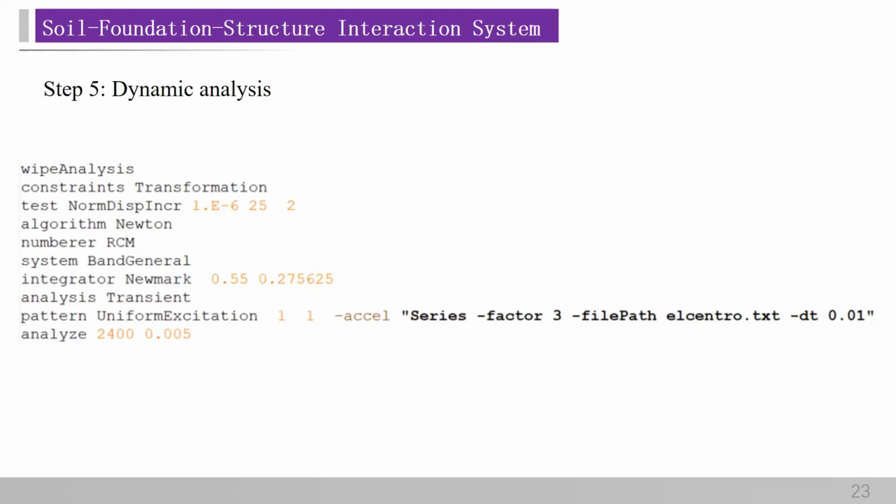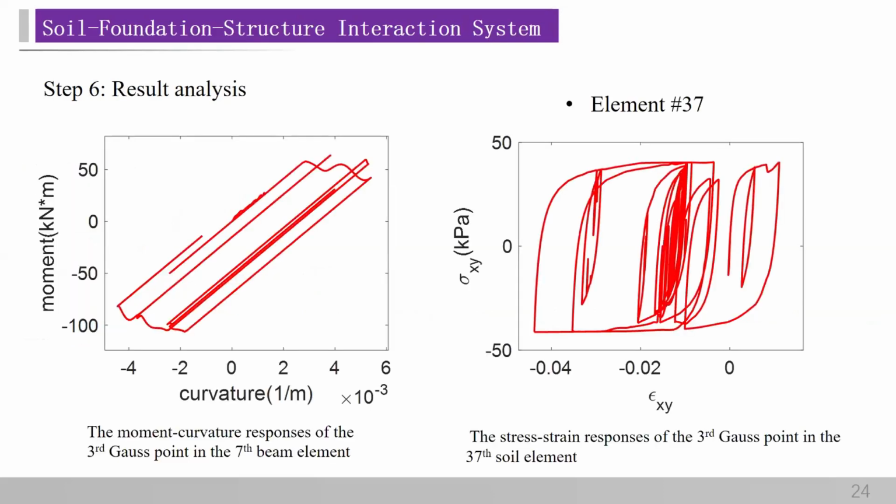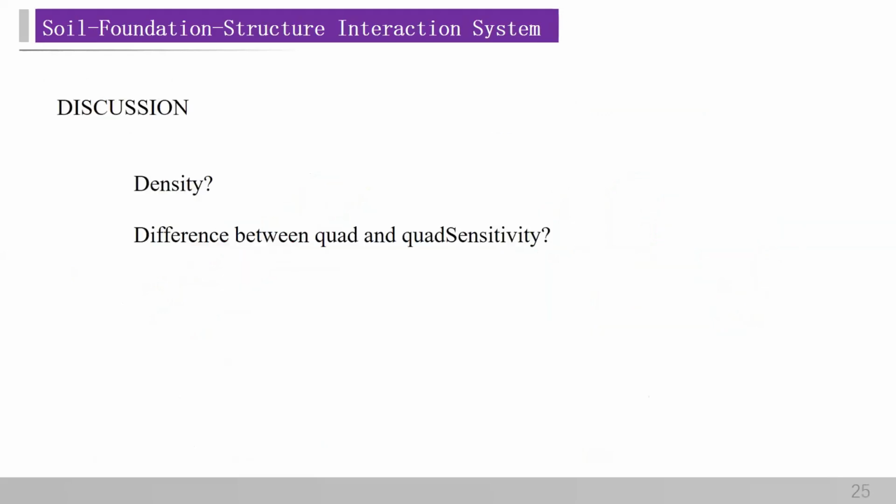And after we do the static and dynamic analysis, we can output the results for the SSI system. Here the left figure shows the moment curvature responses of the third Gauss point in the seventh beam element, and the figure on the right shows the shear stress responses of the third Gauss point in the 37th soil element.